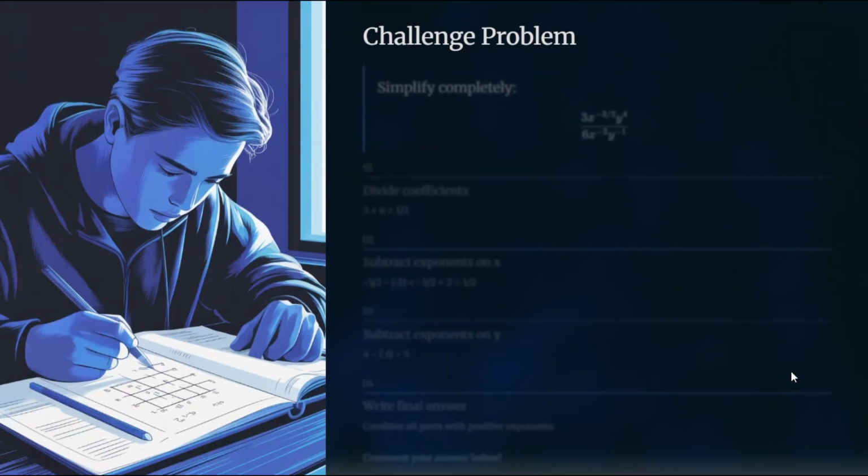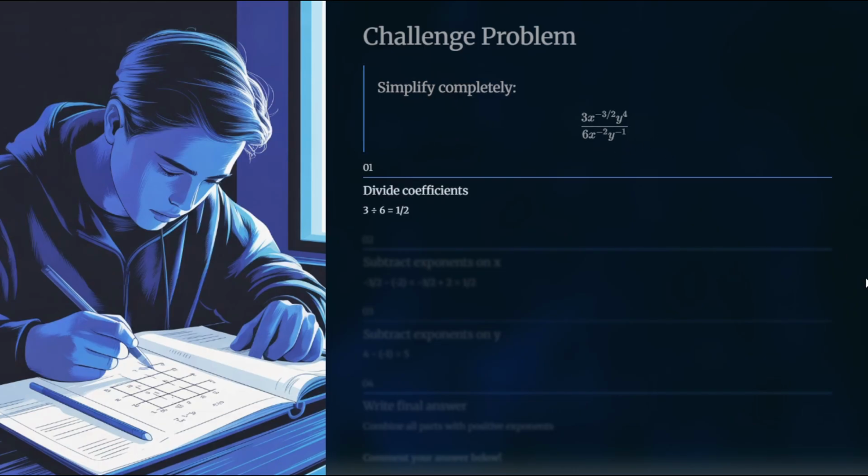So now here's your challenge problem. I want you to simplify completely 3 times x to the power negative 3 halves times y to the power 4 over 6 times x to the power negative 2 times y to the power negative 1.